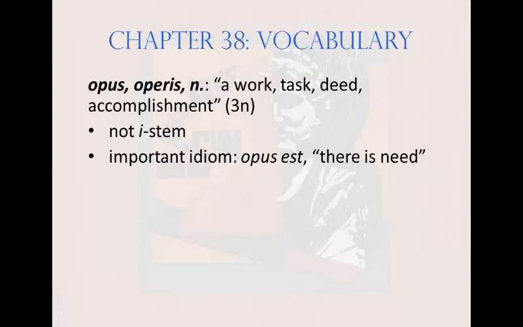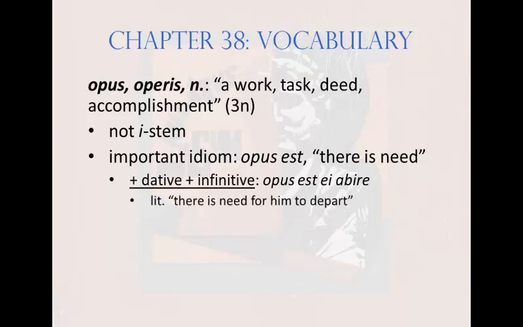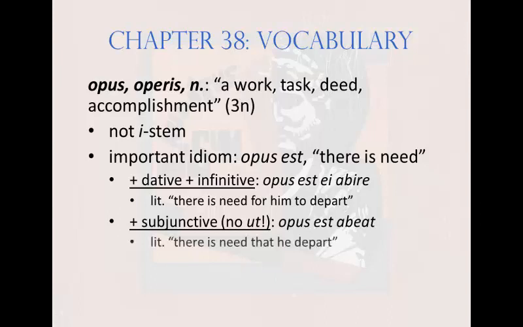In other words, there's work to be done here. That is, you need to get on it. Opus est is usually followed by one of two constructions. A dative plus an infinitive, for instance, opus est ei abiri, literally, there is need for him to depart, or a subjunctive without ut, as in opus est abeat, meaning basically the same thing as its dative plus infinitive counterpart. There is need that he depart, that is, it's time for him to scram.